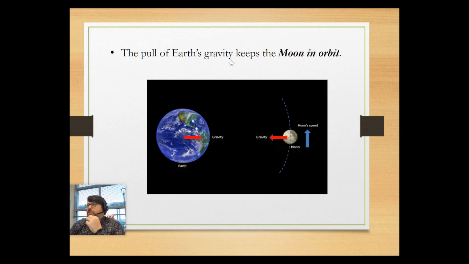The pull of Earth's gravity keeps the moon in orbit. So it doesn't just continue to fly, because objects in motion stay in motion. It's got inertia and wants to go in a straight line and fly off into space, but Earth's gravity keeps it tethered and makes it loop around the Earth.